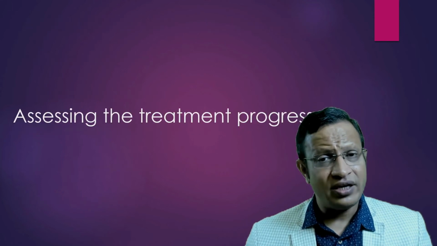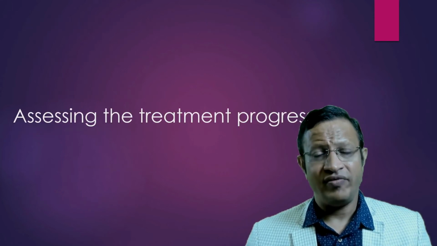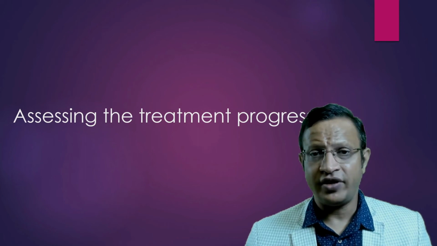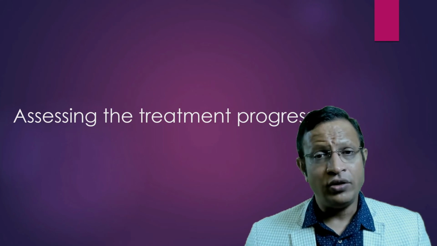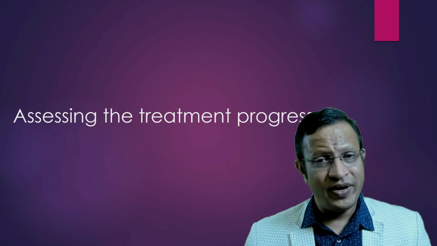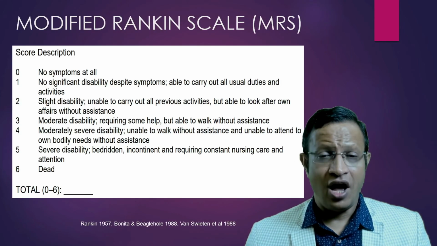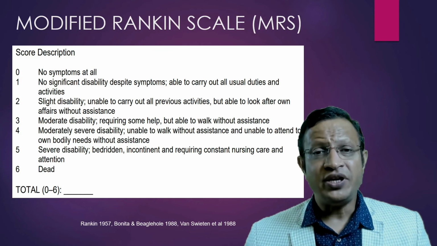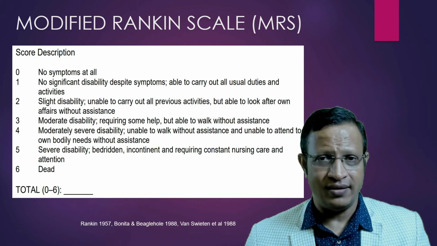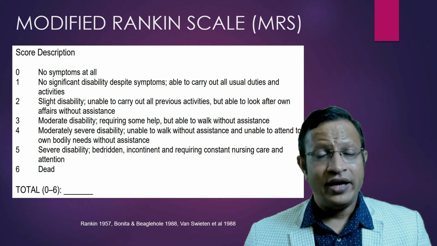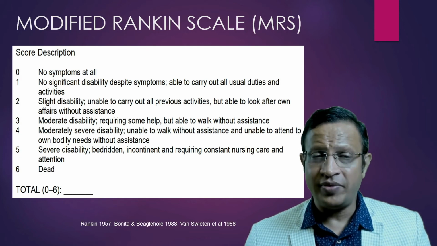Now, how to assess the treatment progress? Because we have discussed the first line of treatment, second line of treatment, and also supportive treatment, when to increase and when to decrease is based upon the treatment progress and how the patient responds. The patient's response can be assessed based upon the modified Rankin scale, that is the MRS scale. The score of 0 is considered as no symptom at all.